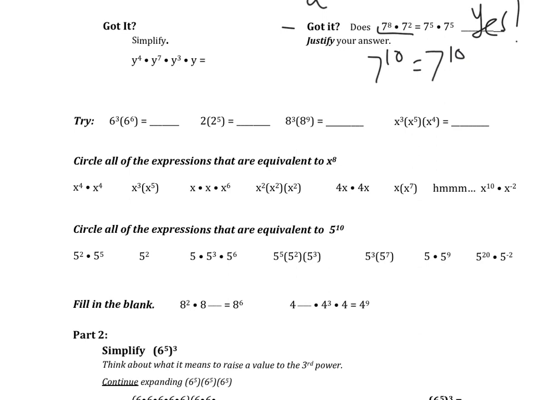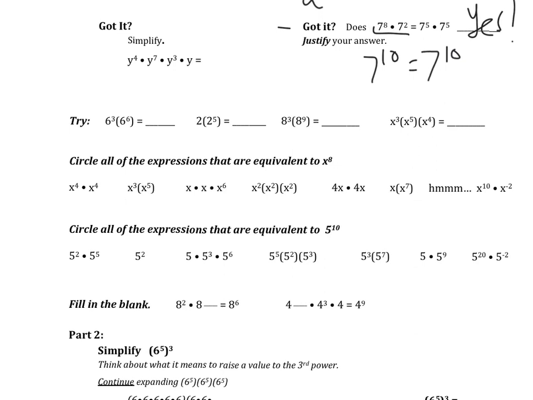Let's do this problem right here. Circle all the expressions that are equivalent to 5 to the 10th. Let's go one by one. 5 squared times 5 to the 5th, that is 5 to the 7th, so no. What about 5 squared? Does that equal 5 to the 10th? No.